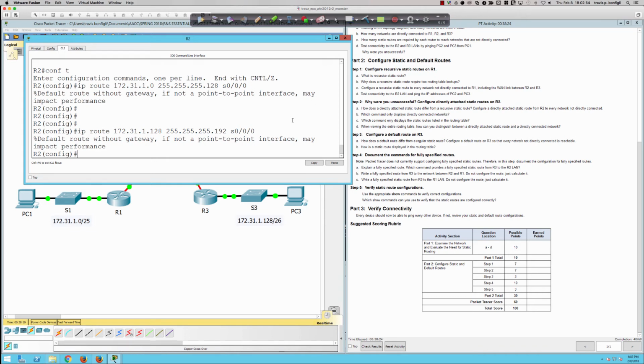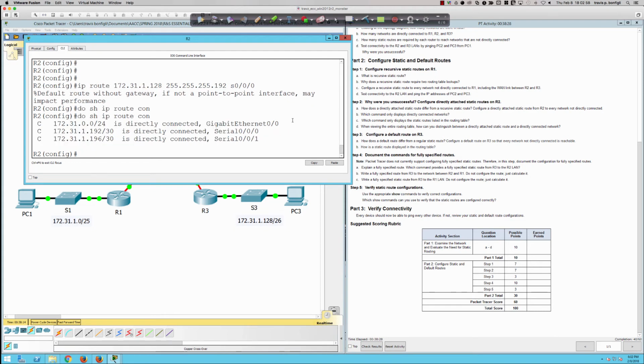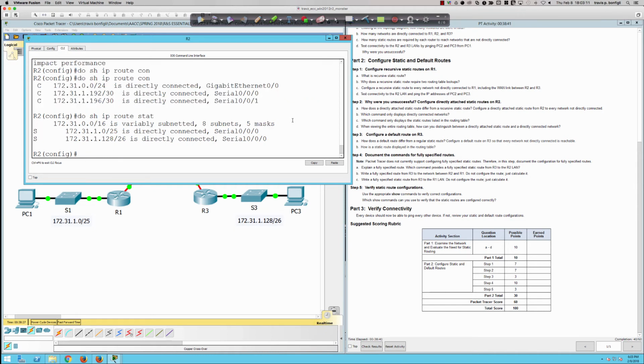Configure, we did that. Which command only displays connected networks? Do show IP route connected, right? So there are all of my directly connected networks. Which command displays only the static routes? And again, we saw this, do show IP route static. There's my two statics, right? My two directly connected statics.